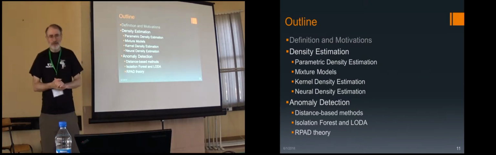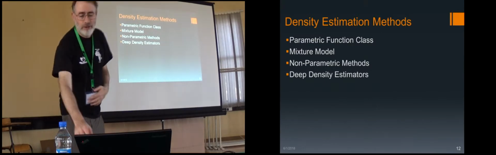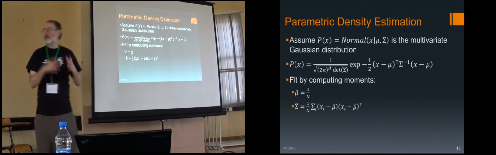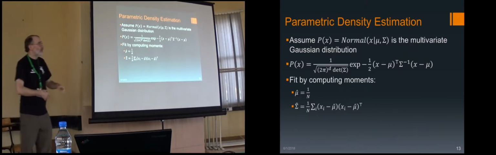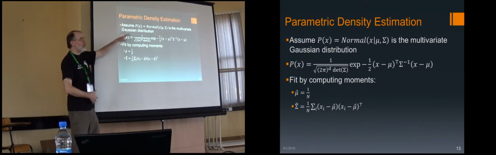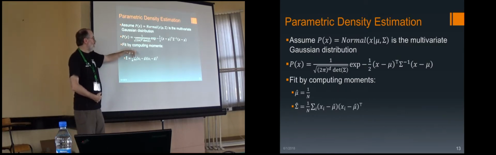Okay, well, suppose we want to estimate a probability density. How should we do it? Here are four basic approaches. So I guess I'm repeating myself. The first one is to assume that our data come from some known parametric probability distribution. So if we assume that our data are normally distributed, or Gaussian distributed, then this is their probability density.